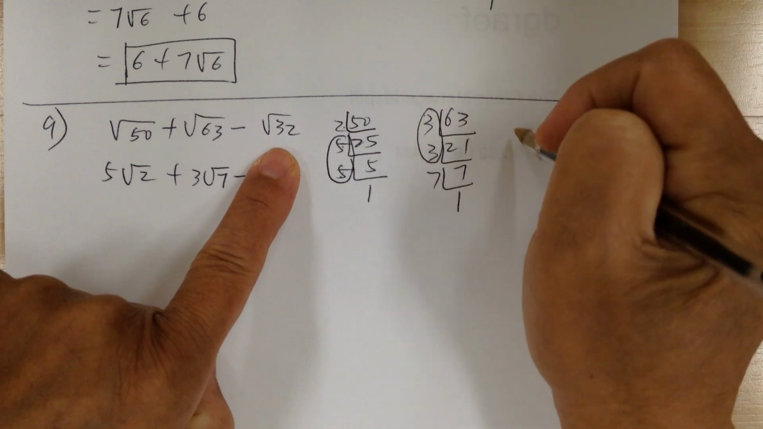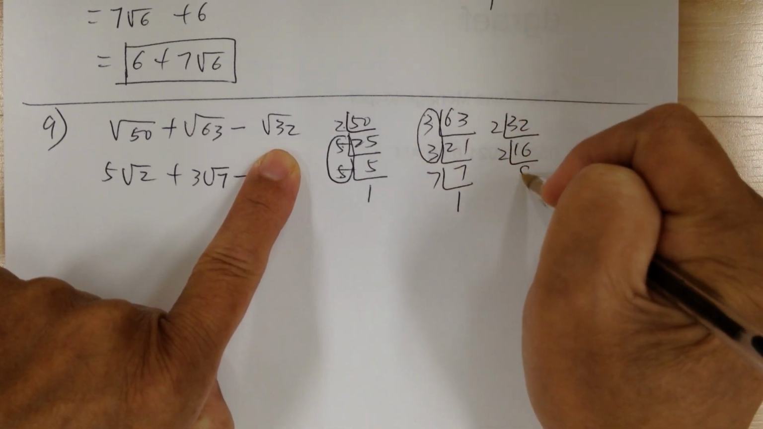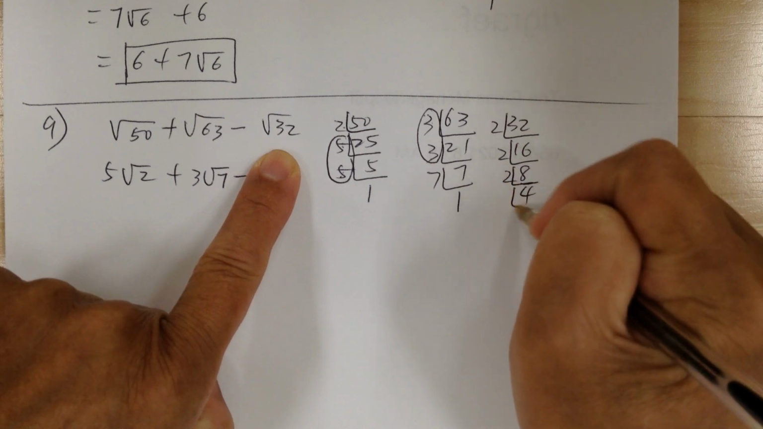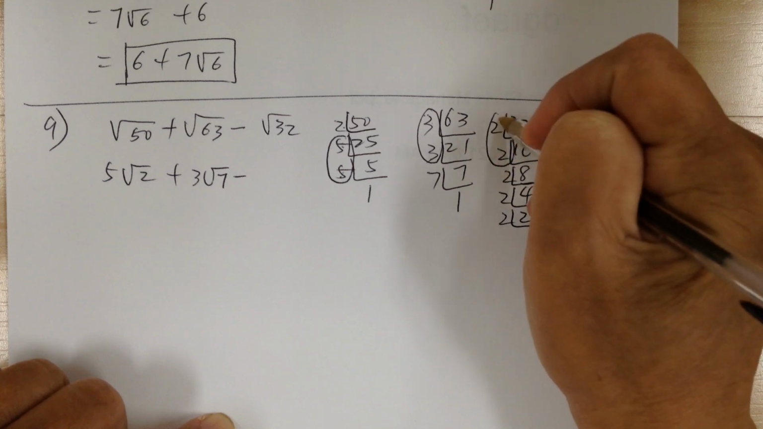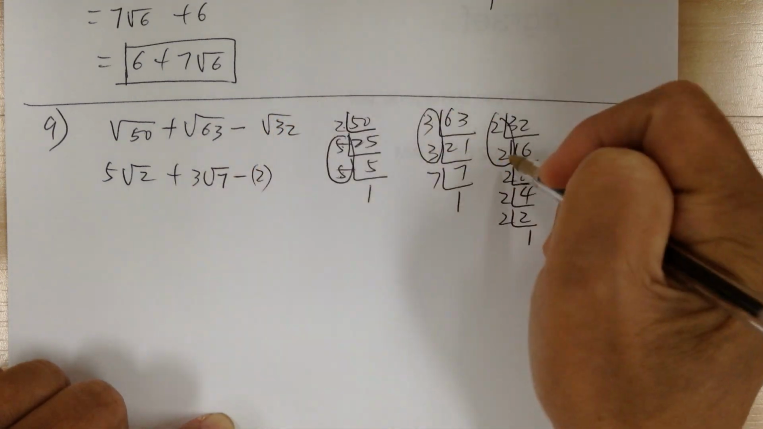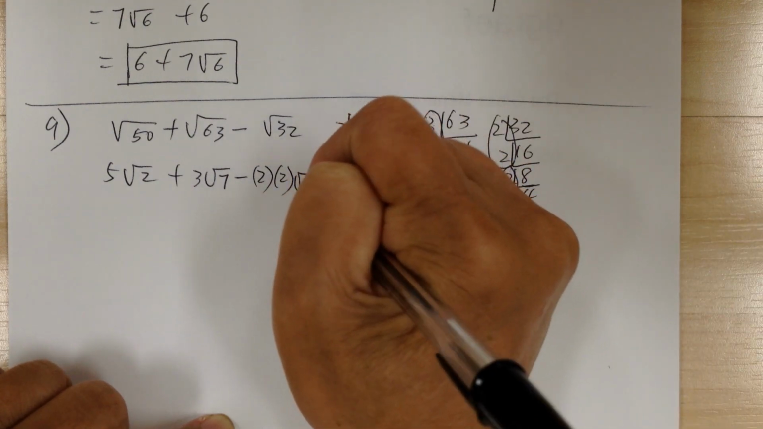Okay, now let's go and do the 32. Divide by 2, you get 16. Divide by 2, you get 8. Divide by 2, you get 4. Divide by 2, you get 2. Divide by 2, you get 1. Okay, so this will give you a 2. This will give you another 2. And this is the leftover, should be square root of 2.